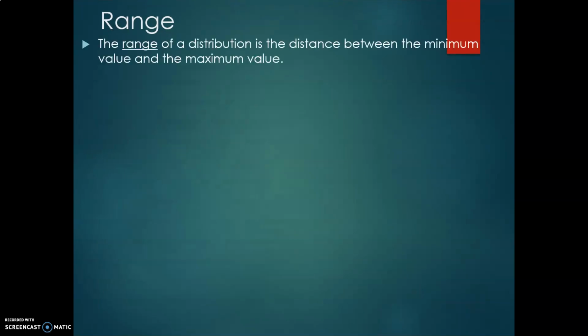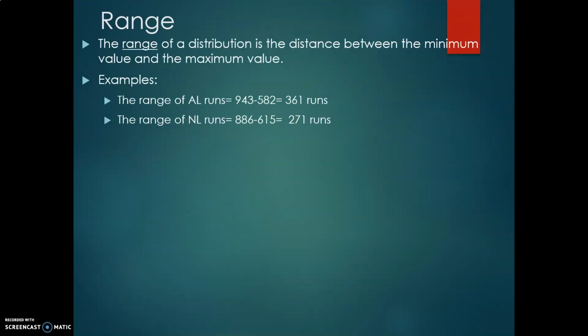So range is something hopefully you've seen in the past. You just take your largest value and subtract your smallest value, and it tells you the total spread of your data from one end to the other. What does it look like? For the American League, you can see here it's 361 runs, and in the National League, it's 271 runs. That's quite a big difference, right? That's a difference of 90 in total range.